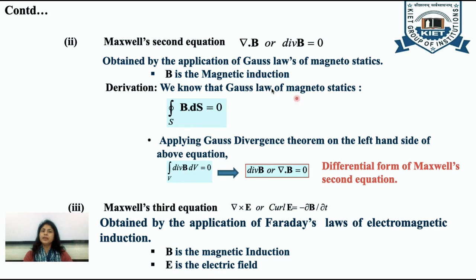Now Maxwell's second equation is divergence of B, or del dot B, is equal to 0. This equation is obtained by the application of Gauss law of magnetostatics, where B is the magnetic induction. We know that Gauss law of magnetostatics is surface integration of B dot ds is equal to 0, where surface integration of B dot ds is the magnetic flux.